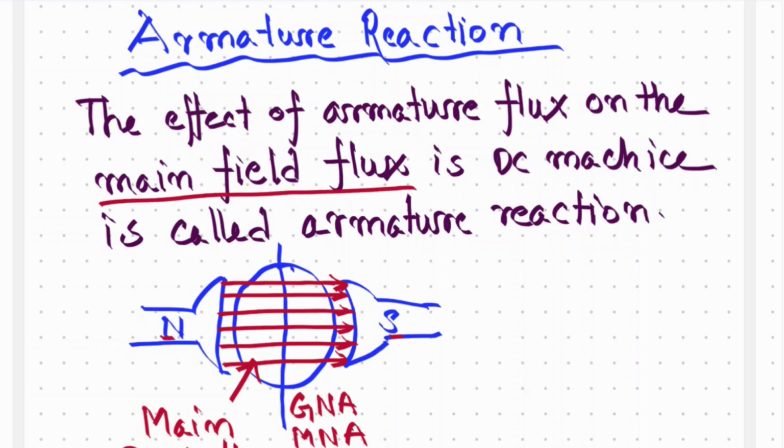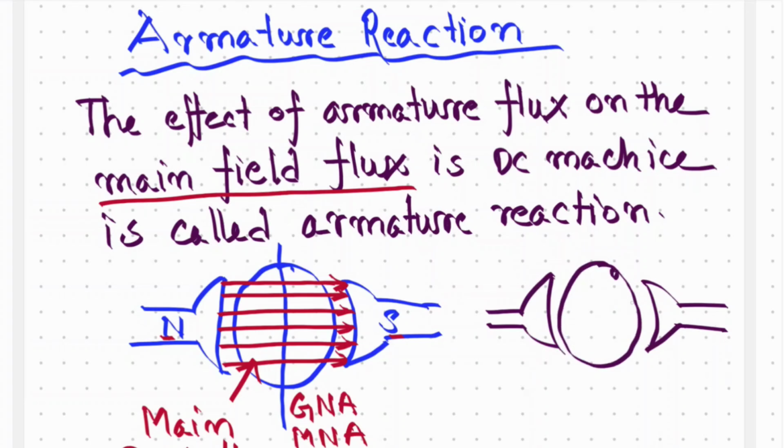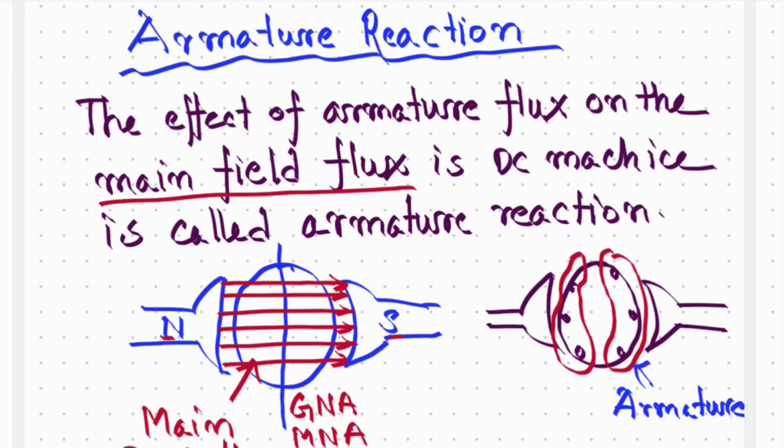Now we'll see the armature flux. Okay, from the second diagram we can say these are the armature flux. So there are two types of flux. One is the main field flux, and the other is the armature flux.